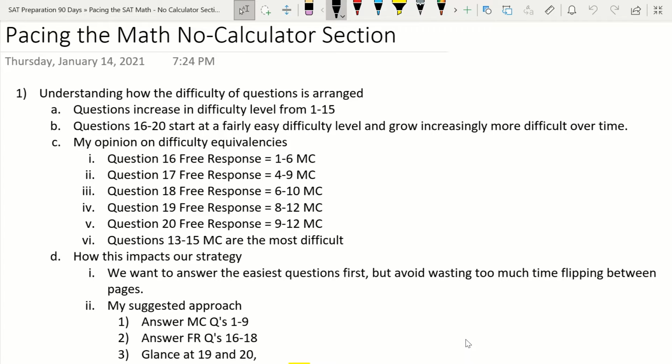So really trying to help you strategize based on the way that the SAT Math No Calculator section works. So I'll be giving you insight into how it's organized and how you can use that organization to maximize your chances to get points. Okay, so with that, let's go ahead and get started.